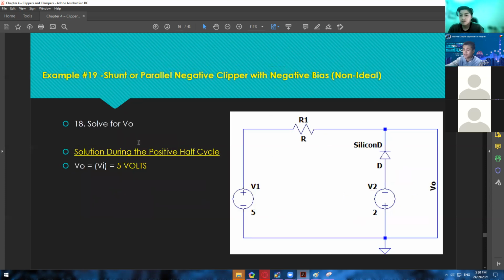Anyway, let's have an example with this one. So during the positive half cycle, positive is connected to negative, and negative is connected to positive. So as a result, we have here a reverse bias. Okay, and if it's a reverse bias, all of our voltage input will go to our VO. So that is why VO is equal to your VI.